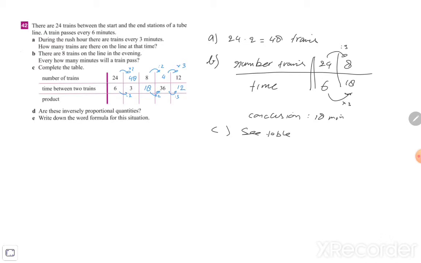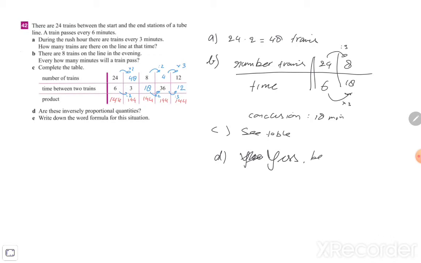If we just have the product of the number of trains and the time, you get each time the number 144. So here it is 144, there is 144. Here is 144, there, and even the last one is 144, right? And exercise D, are these inversely proportional quantities? Yes or no? Yes, they are, because you already saw it, yes.